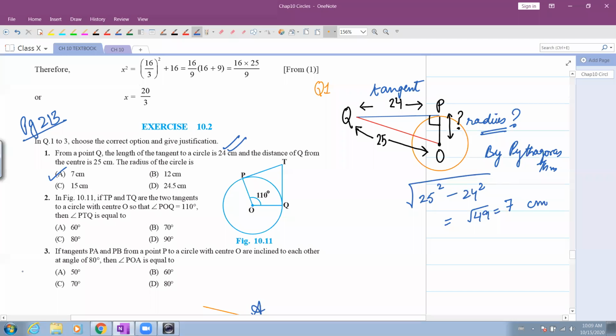Question number 2. You have been given the figure this time. TP and PQ are two tangents to a circle with center O, so that angle POQ is 110 degrees. You have to find out angle PTQ. You can either use the result that I have stated, that whenever two tangents are drawn from an external point, these opposite angles will be supplementary. The other way you can do this is by applying the angle sum property to this quadrilateral.